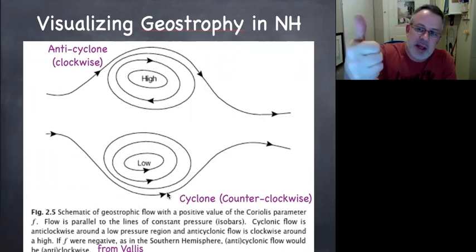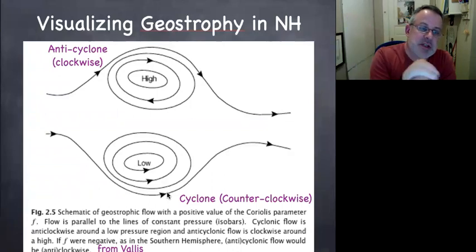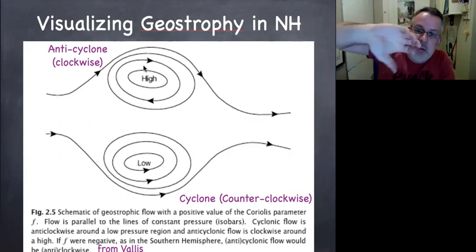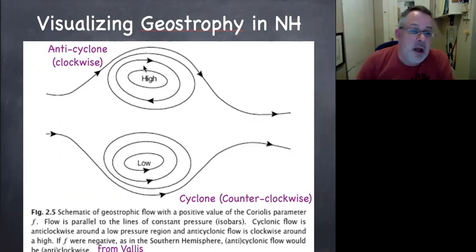You can think about it with the right hand rule with your thumb pointing up. That's the direction of f. f is positive, so it goes around like this, which is counterclockwise. So this is cyclonic. This is anticyclonic, thumb down, rotating around like this. Anticyclone around a high pressure, cyclone around a low pressure. In the northern hemisphere, this is clockwise, this is counterclockwise.